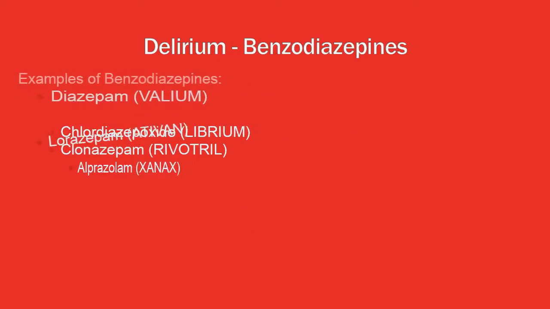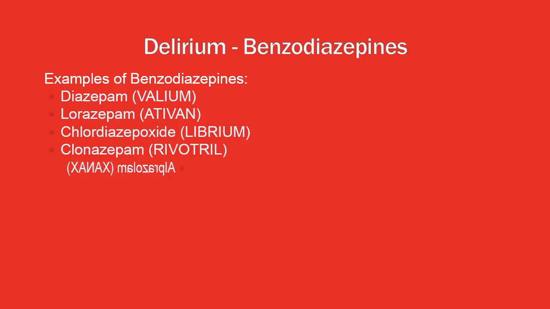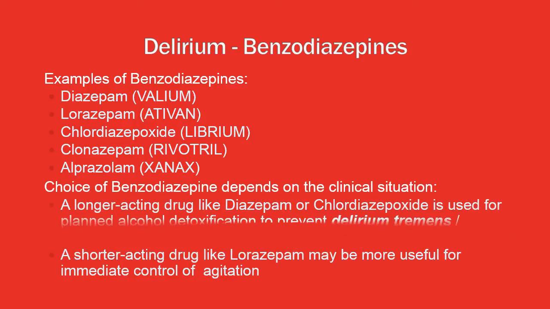In this slide, I have listed some of the commonly used benzodiazepines along with the trade name. Benzodiazepines differ from each other in terms of pharmacological properties like half-life. So you need to choose the benzodiazepine depending on the clinical situation. A longer-acting benzodiazepine like diazepam or chlordiazepoxide is usually used for planned alcohol detoxification in a patient with a history of alcohol dependence to prevent delirium tremens or seizures.